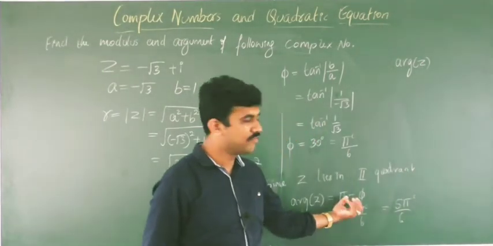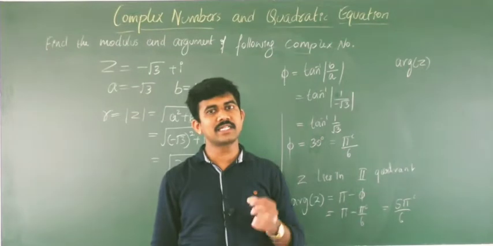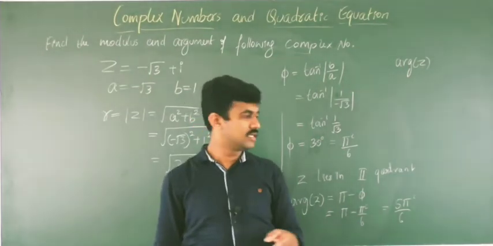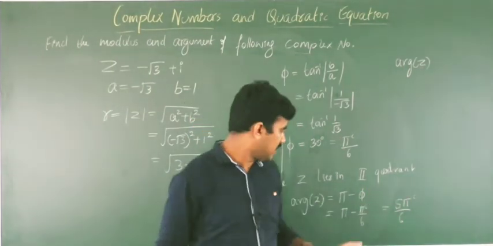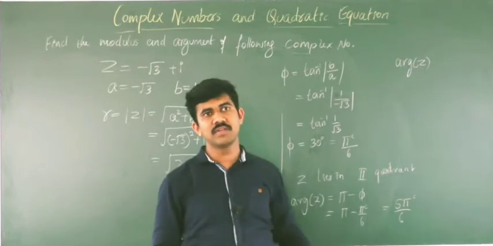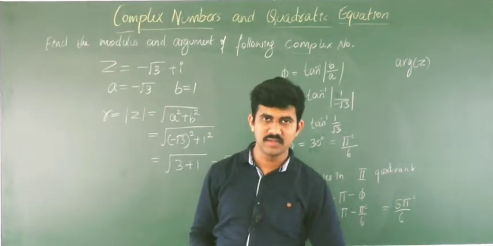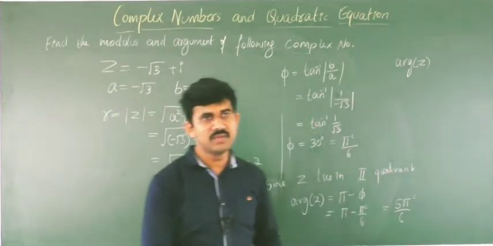From 180 degree, if you remove 30 degree, what you will get? 150 degree. So this is 150 degree, and this is your argument of given complex number. Okay. Now we'll see the next question.